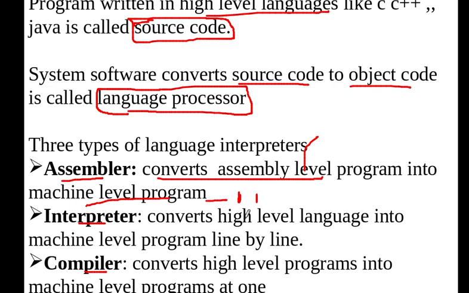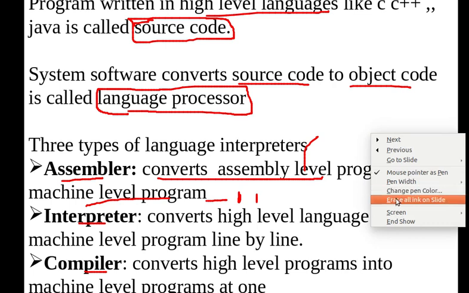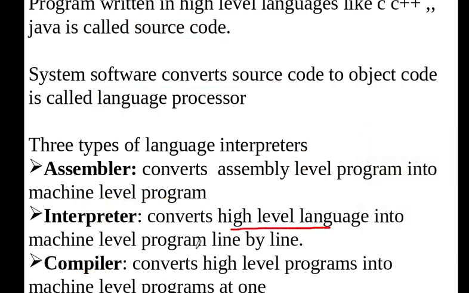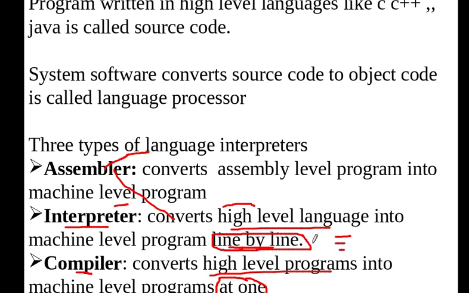Now interpreter. High level language into machine level language. It converts high level language into machine level program line by line. Only line by line it is going to convert. Who is going to convert? Interpreter. Right? Then it is not difficult to remember this, right? Assembler converts assembly level language into machine level program, and interpreter converts high level language into machine level programs, but how? Only line by line. Then compiler, it converts high level programs into machine level programs at once. At once means the whole program is going to be converted into machine level program at a time. But the interpreter only takes it line by line. That is the difference between interpreter and compiler. Please note this point.